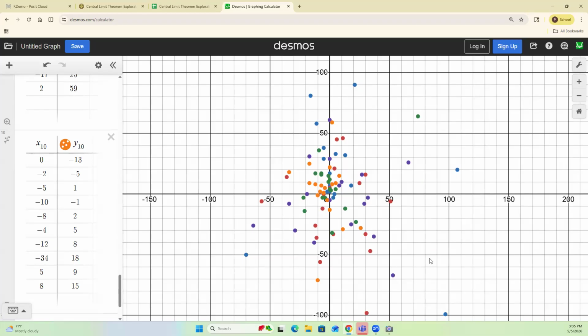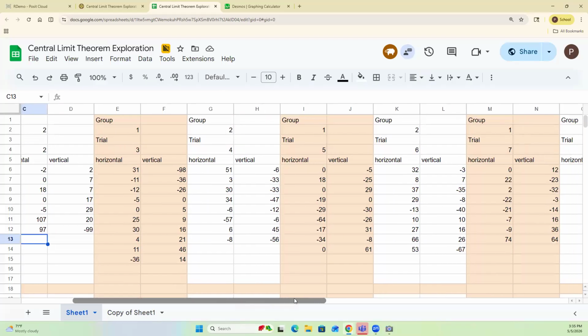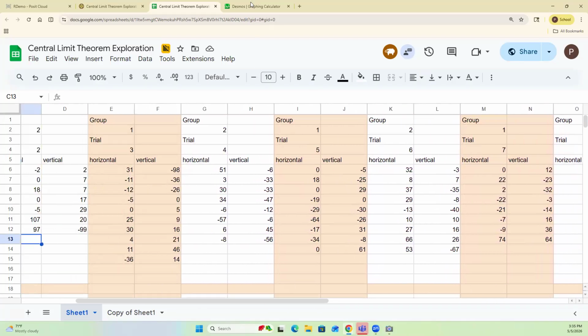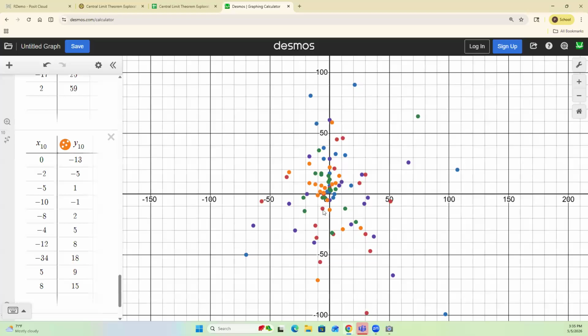Right? What was the throw that was farthest off horizontally? About how much was that? 110, a little more than 100 centimeters. That's a lot faster than pouring through all of this data, right? Yeah. Exactly how much did that throw miss by?